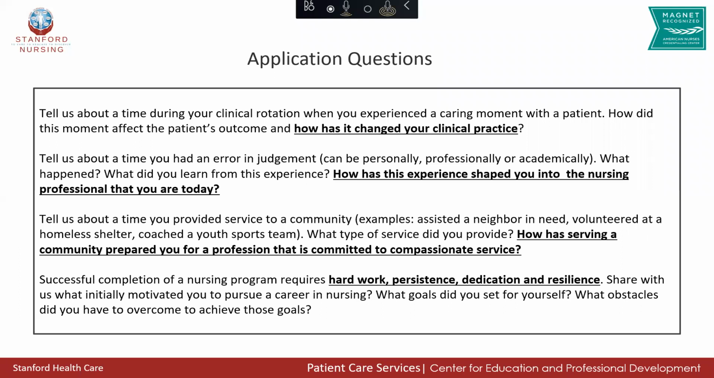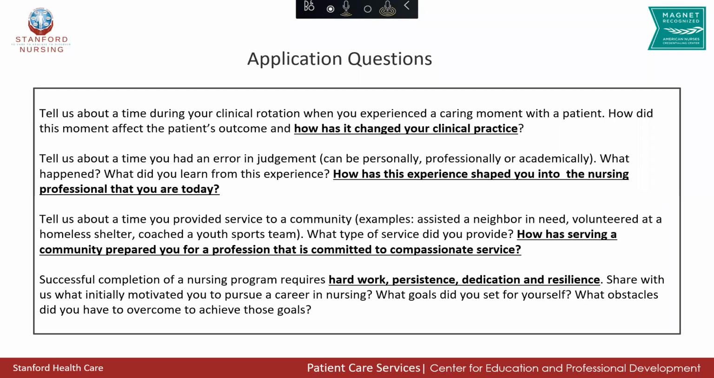For example, number 2, tell us about a time you had an error in judgment. It could be anything. It could be a personal experience where you ran out of gas. It could be that you forgot to pick up your kids from the bus stop. It could be a professional experience when you worked at a previous job as an accountant, or it could be during nursing school where you did not contribute to a group project.